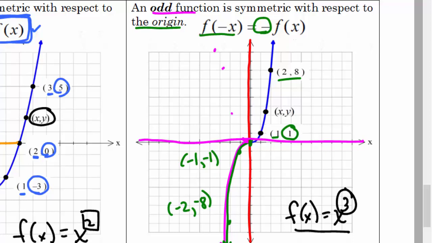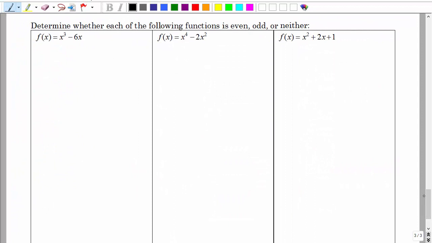So it's really easy to tell from a graph if it's even or odd, but what we want to do is the algebra. So you're going to have a few problems that ask you to determine if the functions are even, odd, or neither. They cannot fall into more than one category. They're either even, they're odd, or neither. And most functions are neither. So how do we do that?